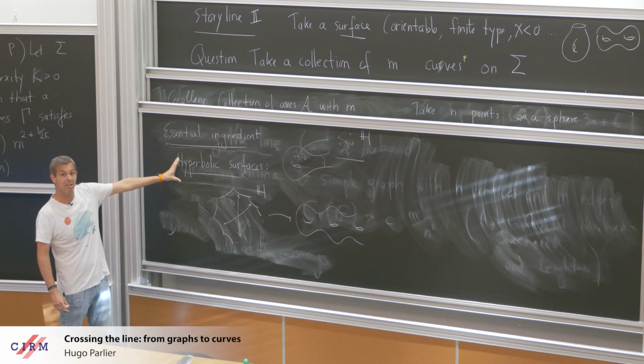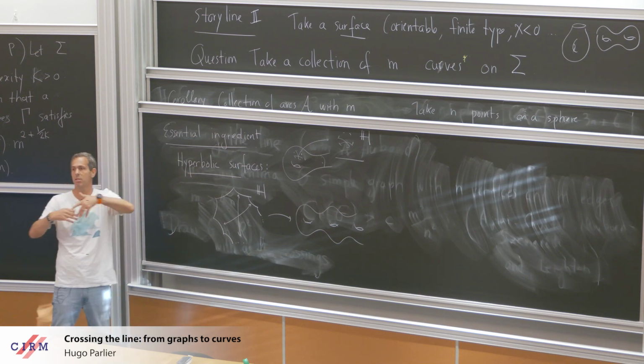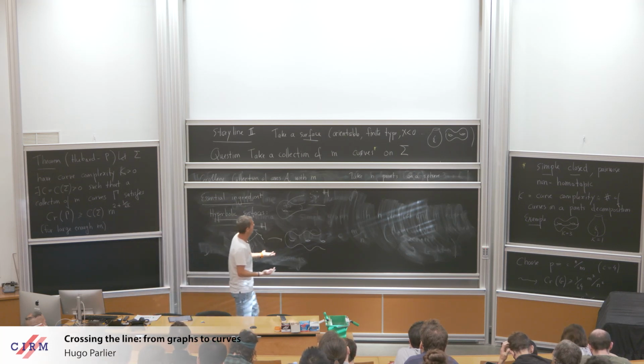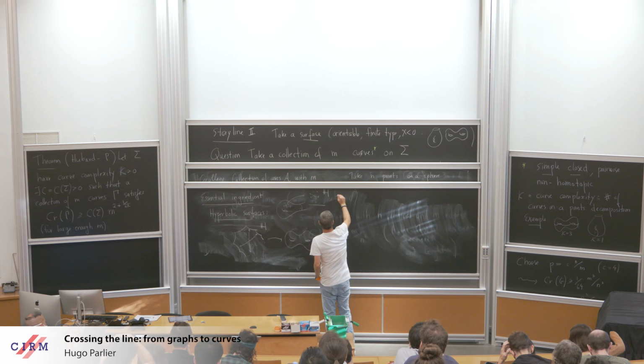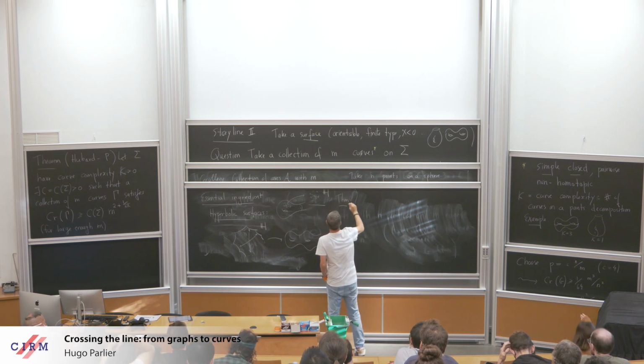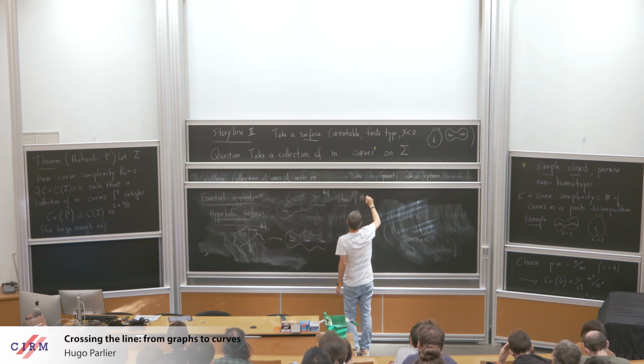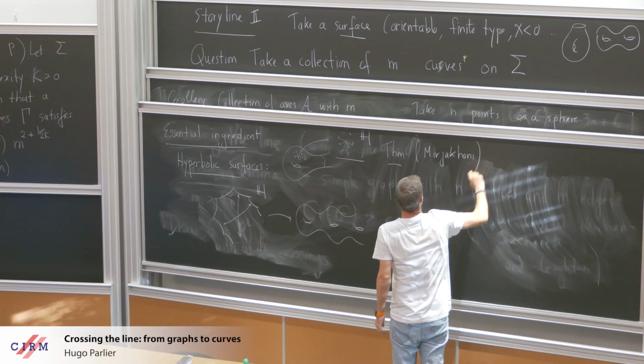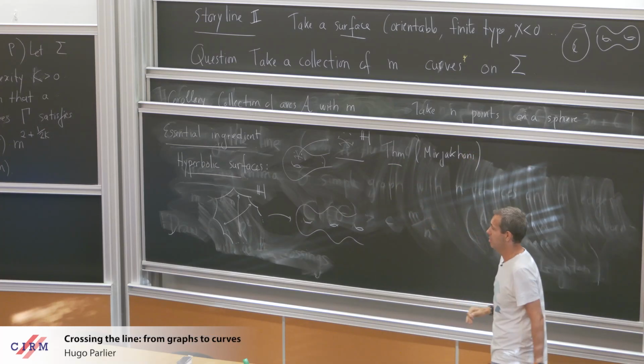Okay, so we have a hyperbolic surface. It satisfies all the properties of our original surfaces. It's finite type. It has curve complexity kappa, and so on and so forth. And there's a famous theorem of Maryam Mirzakhani that in fact counts simple closed curves.